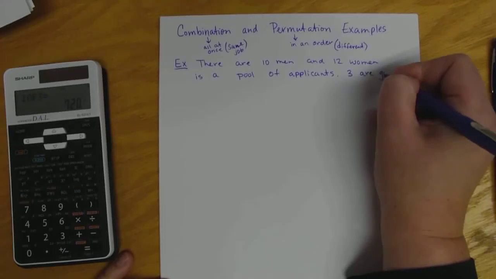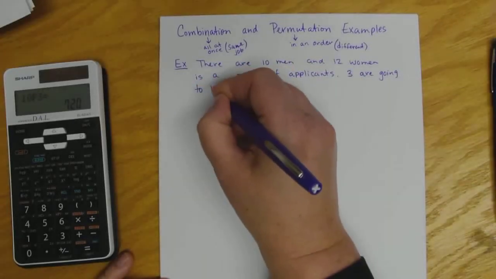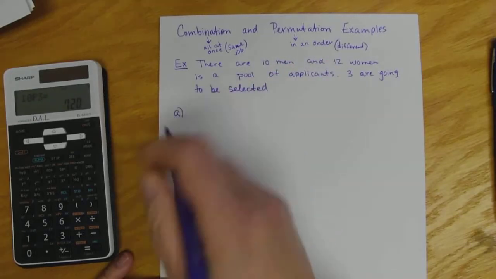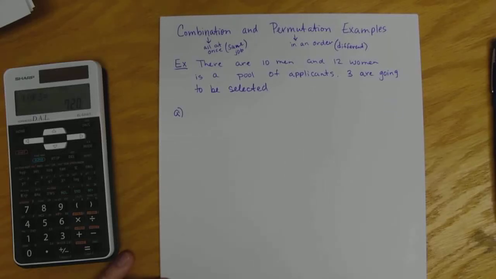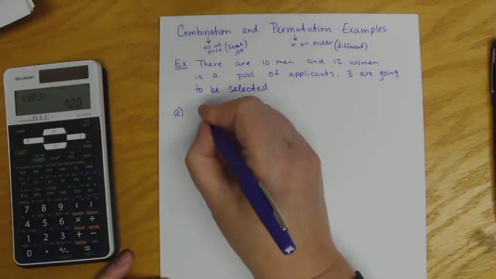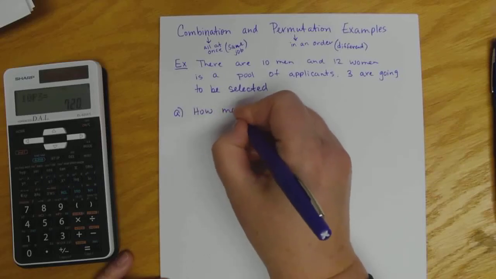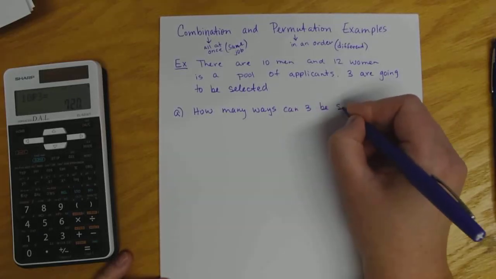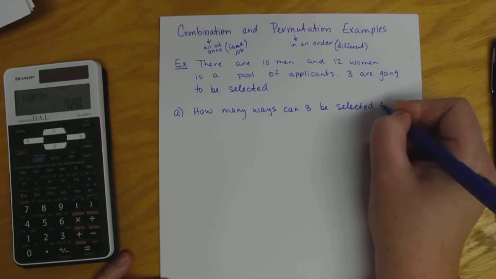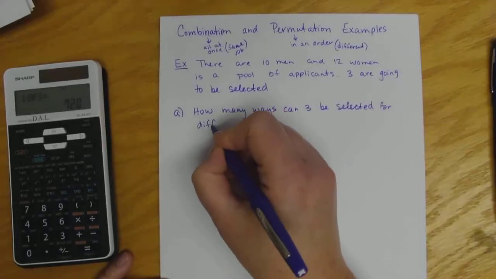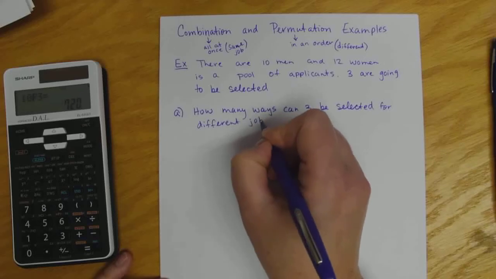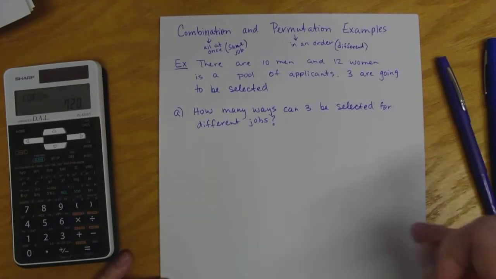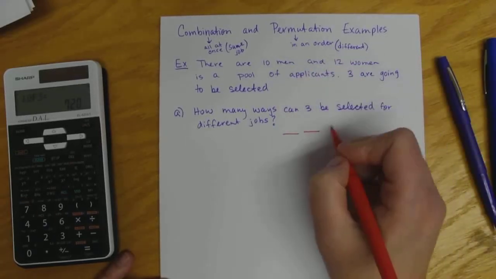Okay, so let's suppose there are 10 men and 12 women in a pool of applicants. 3 are going to be selected, and I'll do different scenarios. So how many ways can 3 be selected for different jobs? If they're all getting different jobs, then you need to tell them individually which job they got. So that would be in an order.